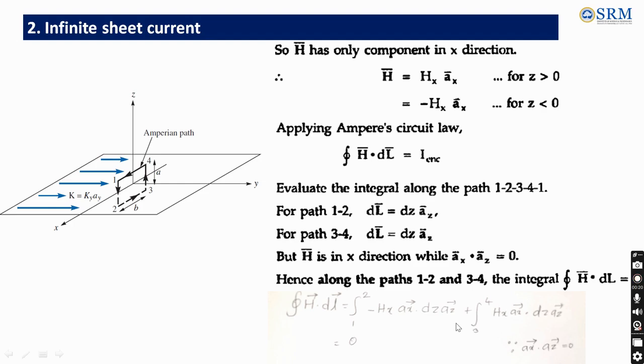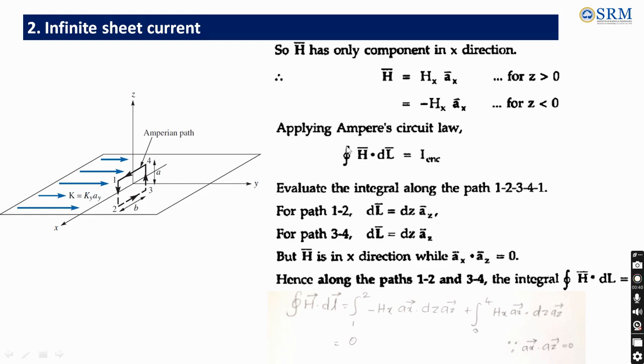And for that we can write the magnetic field intensity as Hx into Ax cap, because in that direction only magnetic field is present for z greater than 0. That part that we have taken, right, greater than 0. And if it's less than 0, it has to be minus Hx into Ax cap.